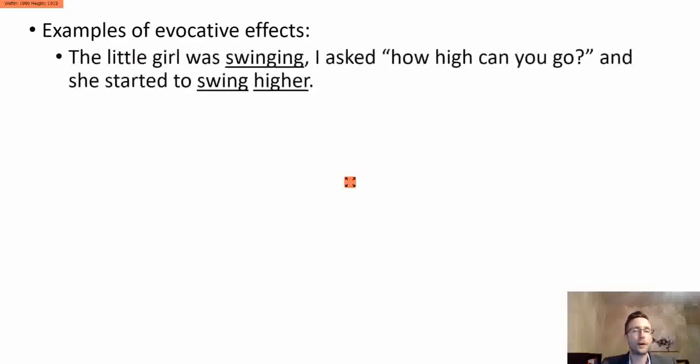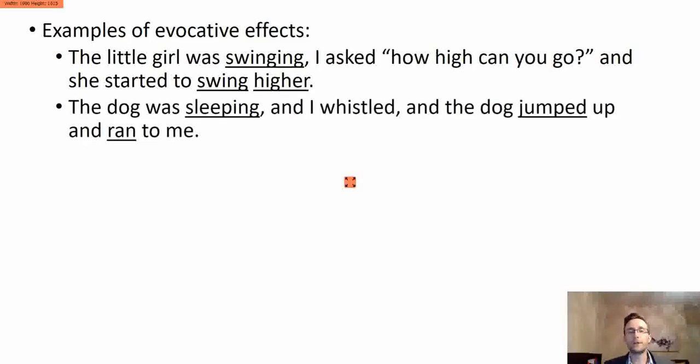Here's some examples of evocative effects. The little girl was swinging, and I asked, how high can you go? And she started to swing higher. So asking, how high can you go, is an antecedent that evoked swinging higher. The dog was sleeping, and I whistled, and the dog jumped up and ran to me. So the dog wasn't jumping and running to me. But then I whistled, and that antecedent evoked jumping up and running to me.